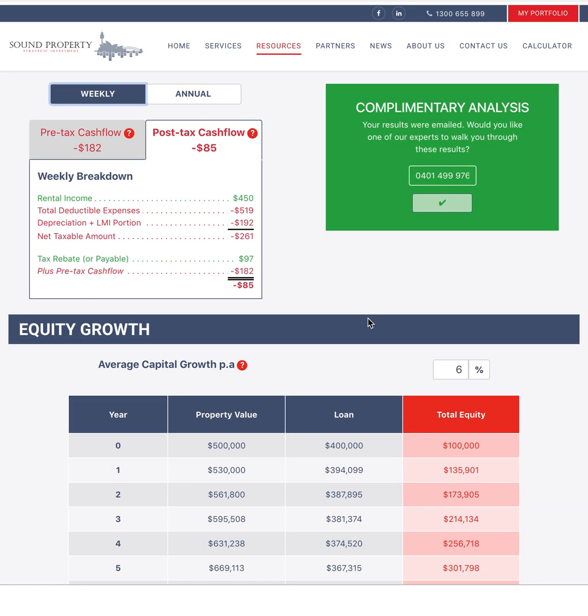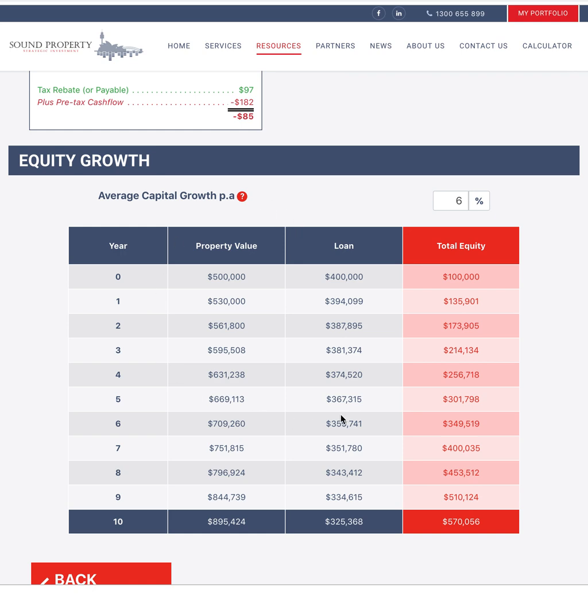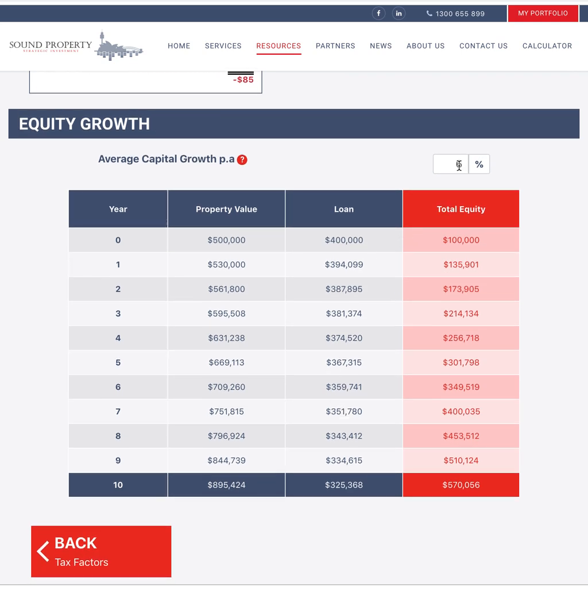Finally, at the bottom is an equity growth table. And this is where you can enter in a selected capital growth rate. In this example, I have 6%. And we can see over a 10-year period what compounding effect that growth rate might have on the value of the property. We can also see what's happening to the loan.